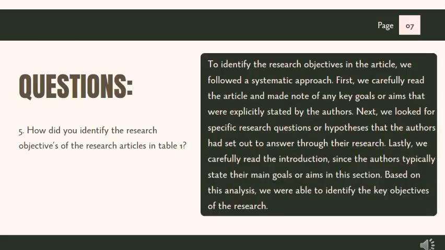Question number 5. How did you identify the research objectives of the research articles in Table 1? First, we carefully read the articles and made note of any key aims that were explicitly stated by the authors. Next, we looked for specific research questions or hypotheses that the authors had set out to answer through their research. Lastly, we carefully read the introduction, since the authors typically state their main goals or aims in this section. Based on this analysis, we were able to identify the key objectives of the research.